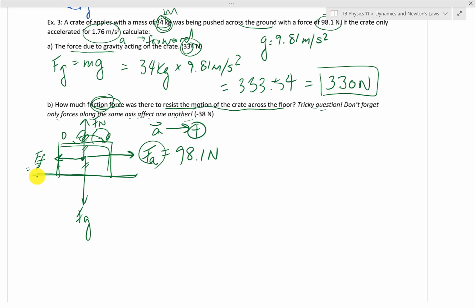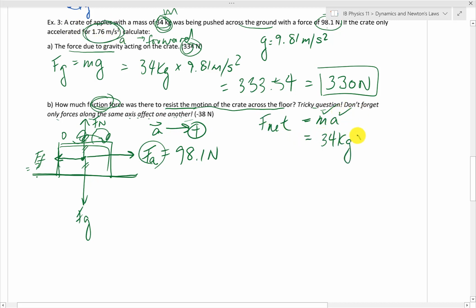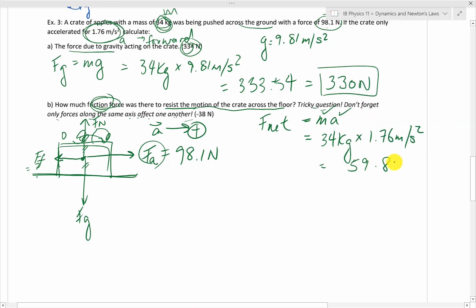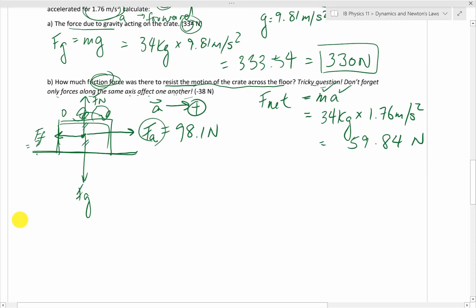We can go ahead with writing our Fnet equations. We know Fnet is equal to ma, mass times acceleration, and we know the Fnet is in the forward direction because that's where it's accelerating. In fact, we do have the mass of the crate. We know the acceleration is given in the question, so we can actually go ahead and calculate Fnet right now. 59.84. And no rounding now because we're not done. So now we have the Fnet.